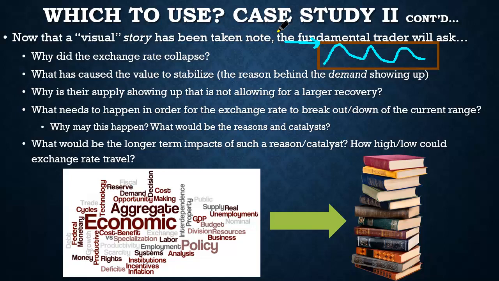But now what needs to happen in order for the exchange rate to either break out or down of the current range? So why may this happen? What could lead a breakout or a breakdown to happen? What would be those reasons? What would be those catalysts? That's another big word for the fundamental trader. They're all about catalysts. What could happen? What may cause this, that, the other to occur? And by doing that, that's how they're going to start to form their trade plan.